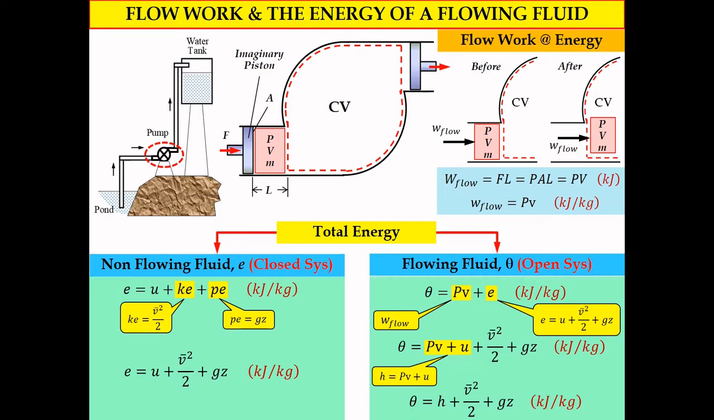So now we have the final equation for the total energy of flowing fluid theta, where theta is equal to h, enthalpy, plus V bar square divided by 2 plus GZ in kilojoule per kg. So the total energy of flowing fluid equation will be the basis of the equation for E mass in and also E mass out in our energy balance equation for the open system.